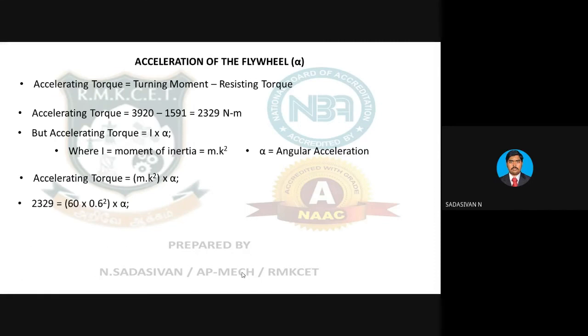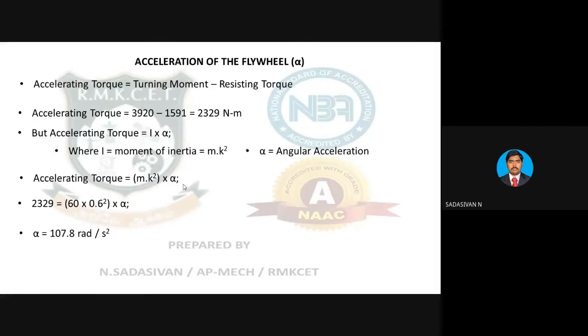So 2329 equals 60 into 0.6 square into alpha. 60 is the flywheel mass, don't forget that. In this problem both the masses are equal, but certainly here you have to put the flywheel mass. Please be careful: accelerating torque equals mass of the flywheel multiplied by radius of gyration of the flywheel square multiplied by angular acceleration. Don't put the reciprocating mass here, that is not correct. Two different masses are there, the reciprocating mass and the flywheel mass. Now solving for angular acceleration, we get 107.8 radians per second square.